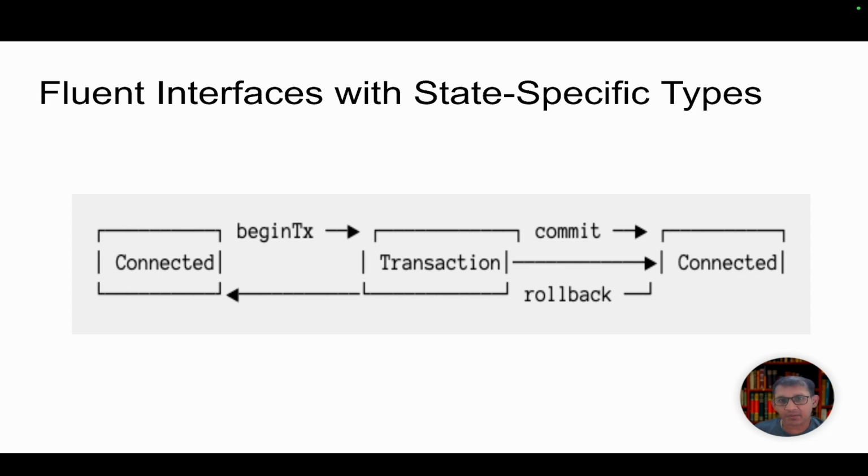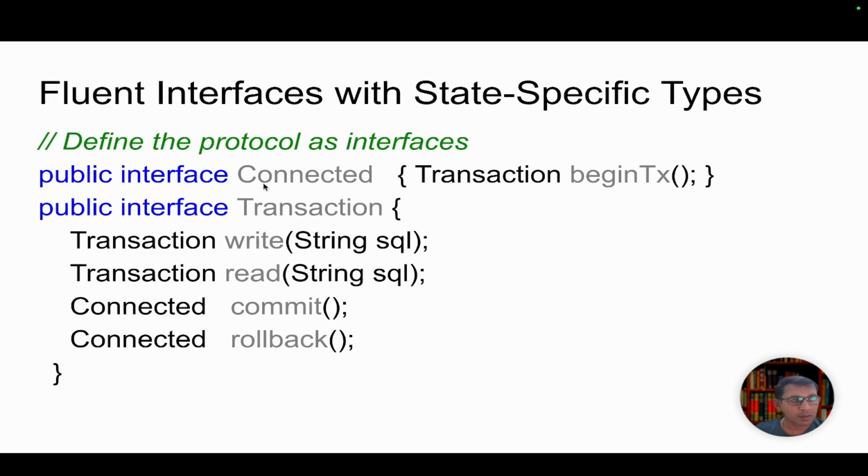The fundamental insight is that we can use the type system's interface mechanism to represent states and method return types to represent valid transitions between those states. Let's understand what's happening in our database example. We start by recognizing that our database connection exists in exactly two conceptual states. It's either idle and ready to begin a transaction, or it's actively inside a transaction. These aren't just implementation details, they are fundamental to the correctness of our program.